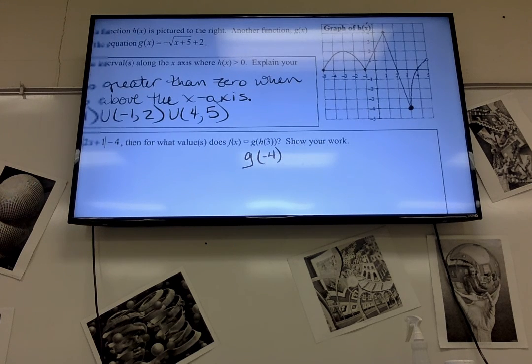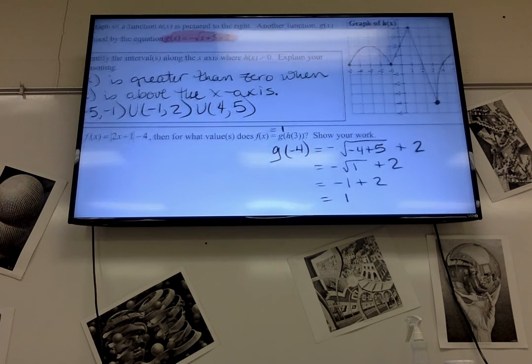And to figure out g of -4, I'm going to use this equation. So that's negative square root of -4 plus 5, and then plus 2. So it's negative square root of 1 plus 2. Square root of 1 is 1, but then there's a negative in front of it. So g of -4 is 1. So there's 1.